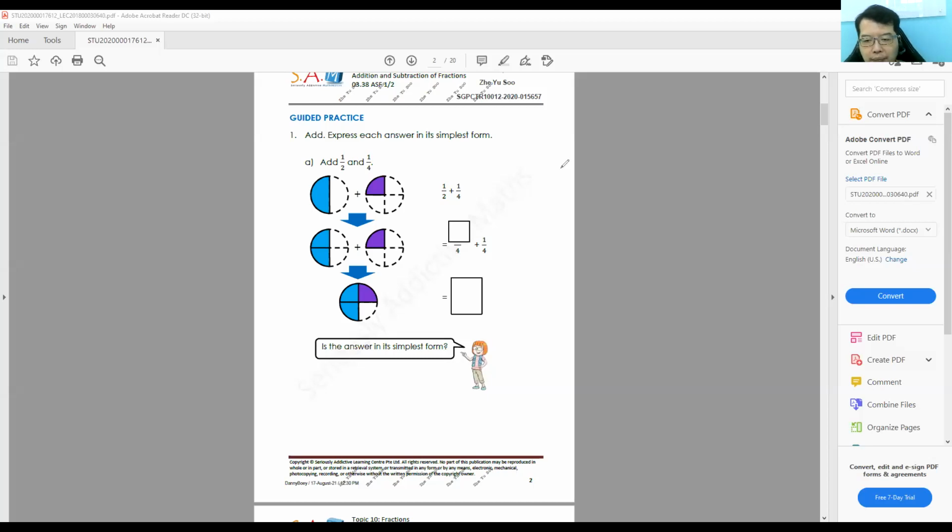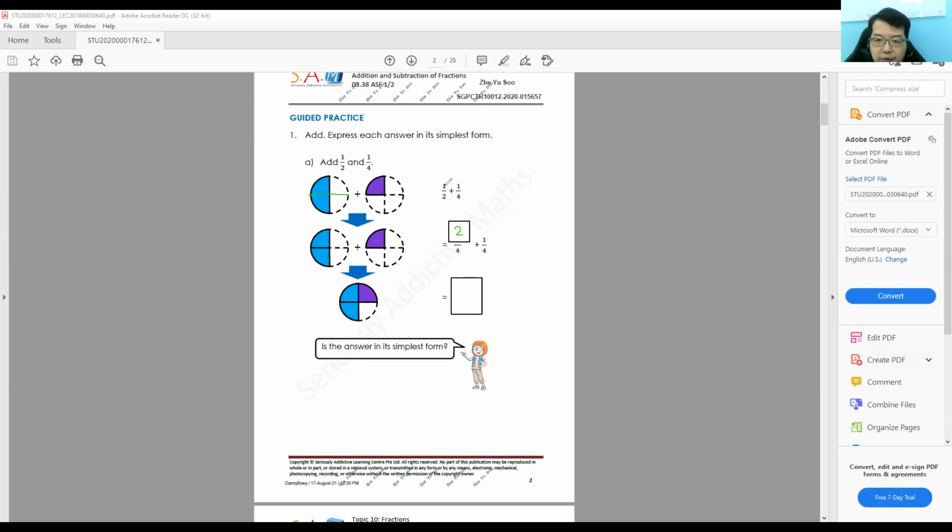Okay, so turn to page 2. We are going to do the guided practice together, the first question together. Let's look at the question. Add 1/2, or 1 out of 2, and 1 out of 4. So what you do is, 1/2 is the same as, if you try to split it up into 4 parts, 1, 2, 3, 4, the shaded part, the colored part, is 2 out of 4. So 1/2 is the same as 2 out of 4.